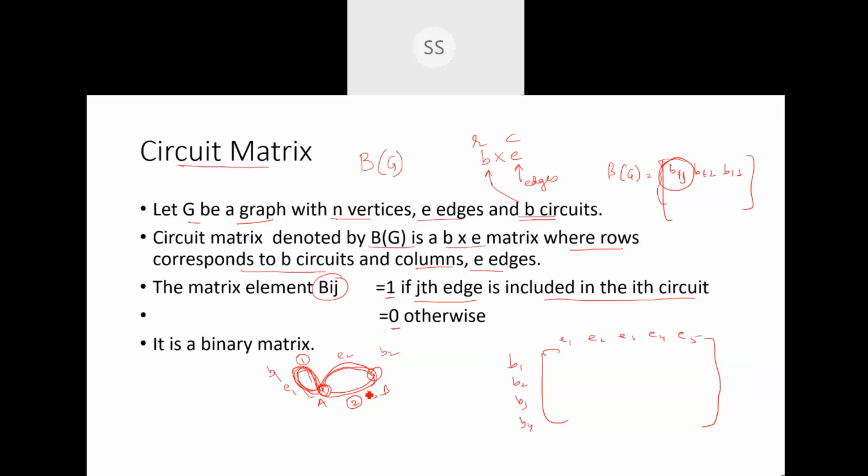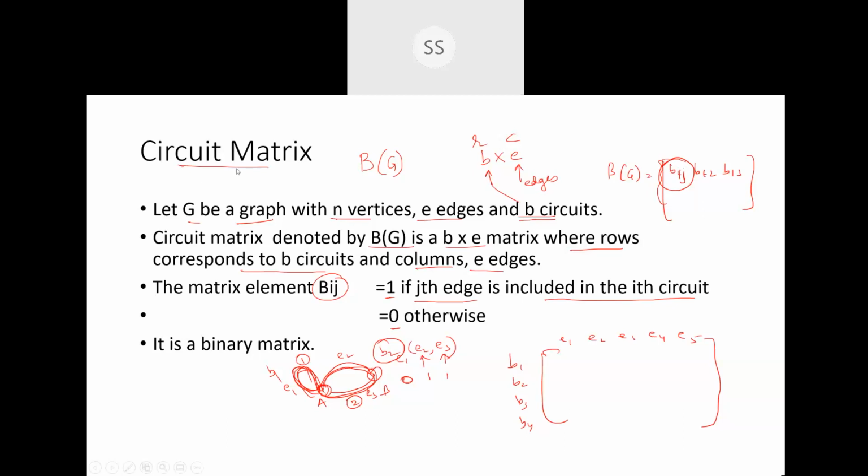The B2 circuit is which one? It consists of the edges E2 and E3. That means E2 and E3 are the components of my circuit B2. So only for E2 and E3, I'll put the value 1. The remaining edges, I'll put the value 0. For E1, I'll put 0 because it is not part of my circuit. I hope you have understood. We'll do an example, and you will understand in a better way.